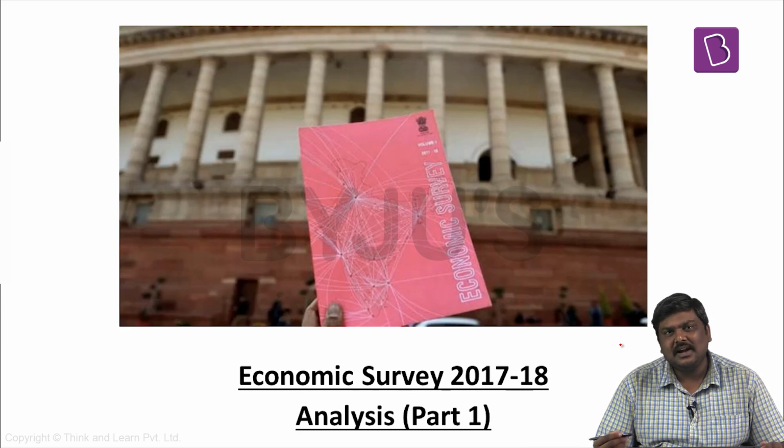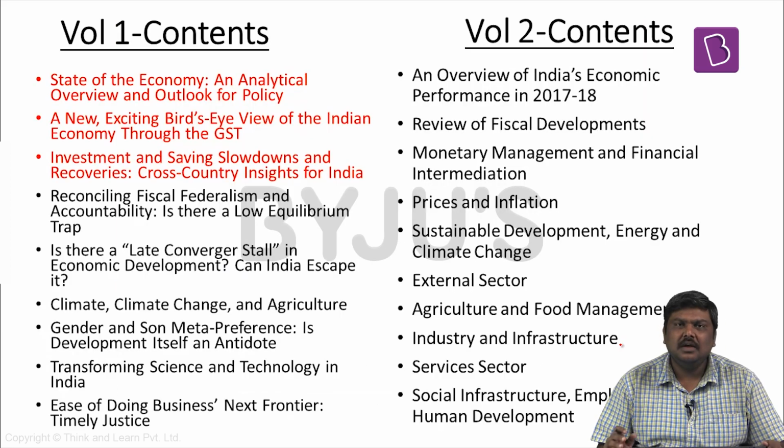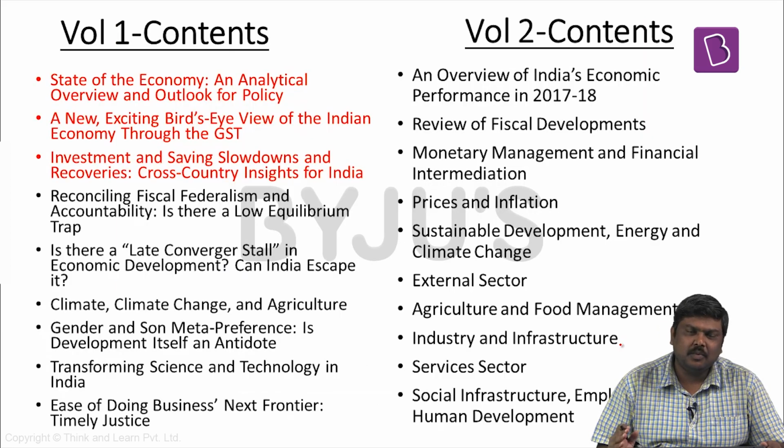So before I start the discussion from the first chapter, I just want to tell you some very important pointers with respect to Economic Survey. There are two volumes in the Economic Survey, Volume 1 and Volume 2. Volume 1 consists of 9 chapters and Volume 2 consists of 10 chapters. In terms of bulkiness, Volume 2 is more bulky compared to Volume 1. Volume 2 consists of more than 190 pages and Volume 1 consists of around 150 pages.